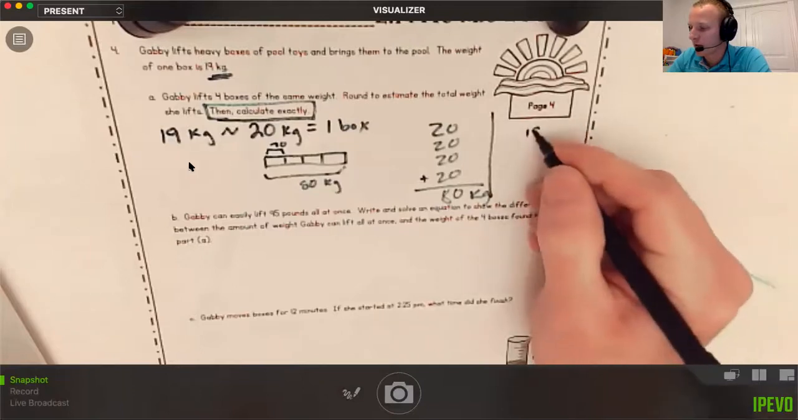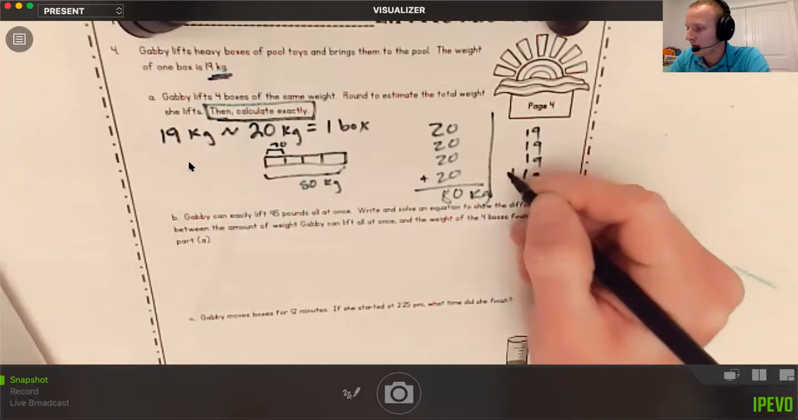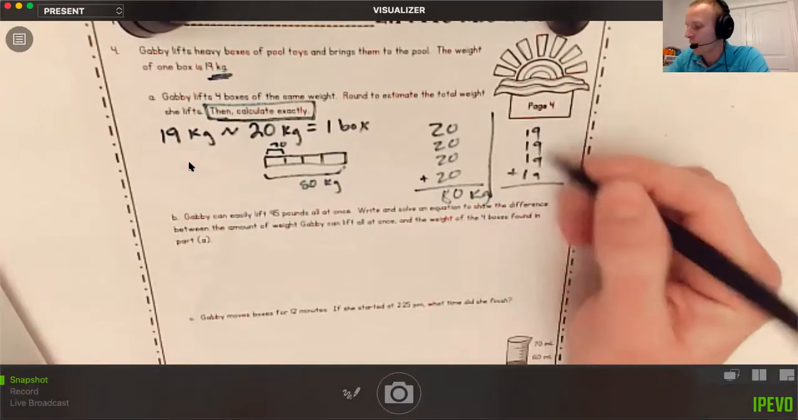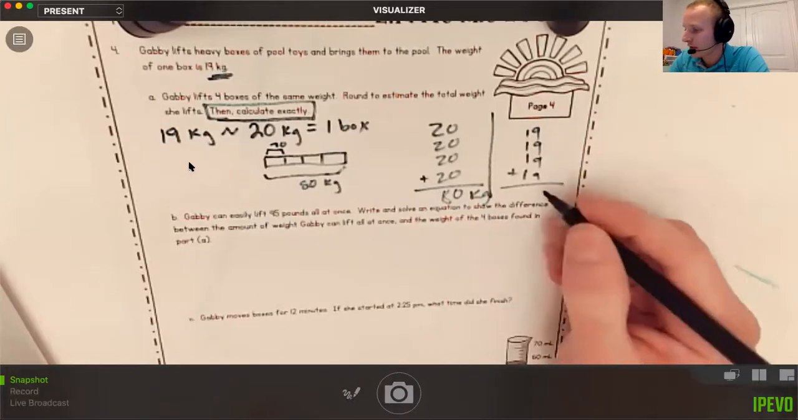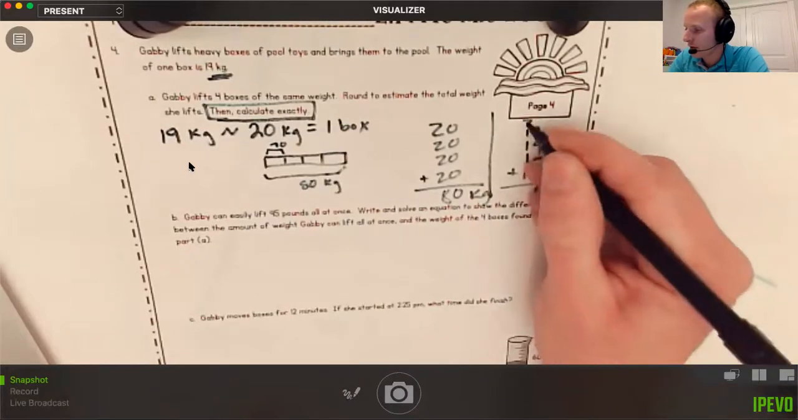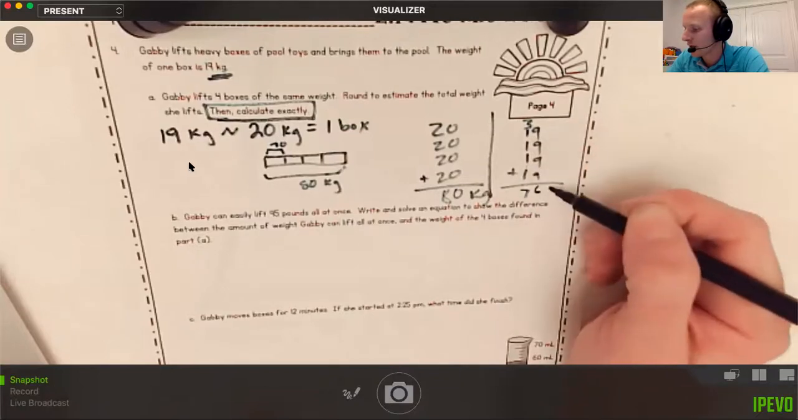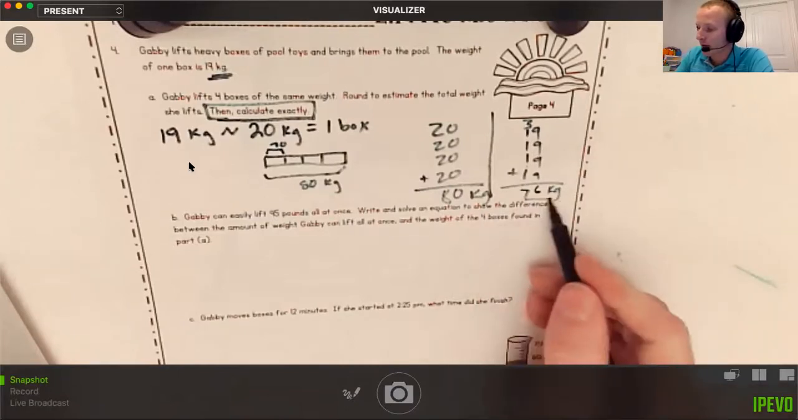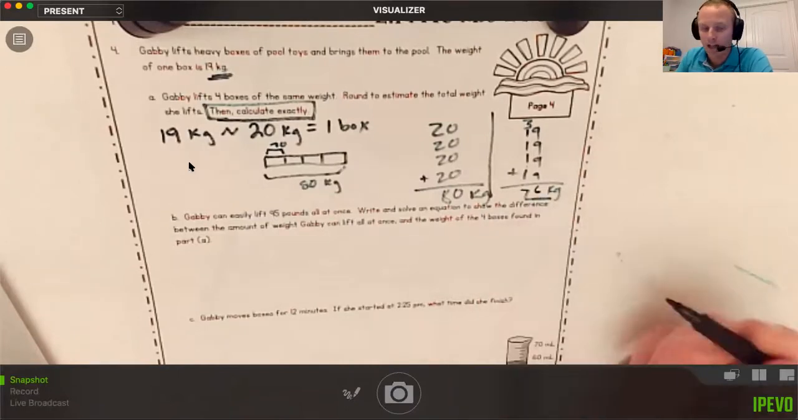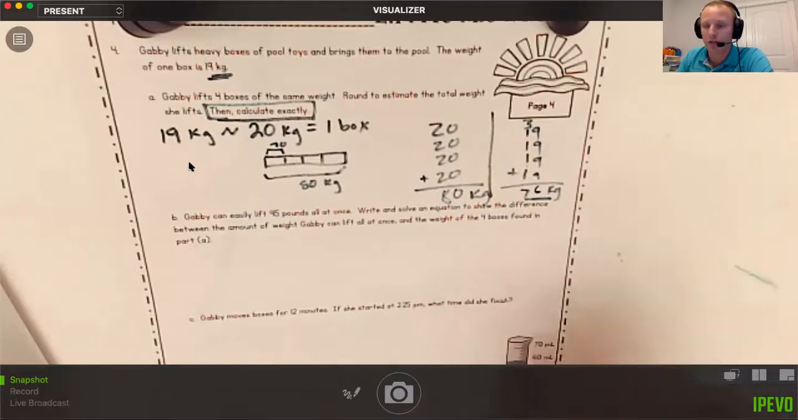So I should do 19, 19, 19, 19. So 9 times 4, or 9 plus 9 plus 9 plus 9 is 36. So 6 goes there, 3 goes there. 3, 4, 5, 6, 7. 76 kilograms. Okay. So she actually carried 76 kilograms, but she can carry 95. So I need to find out the difference. And again, that word difference means I need to subtract.